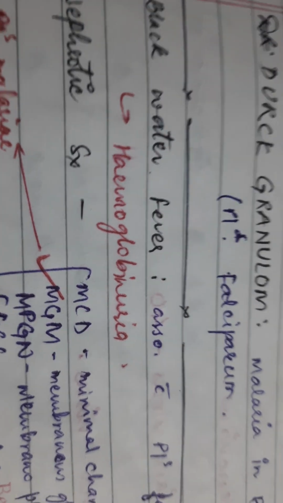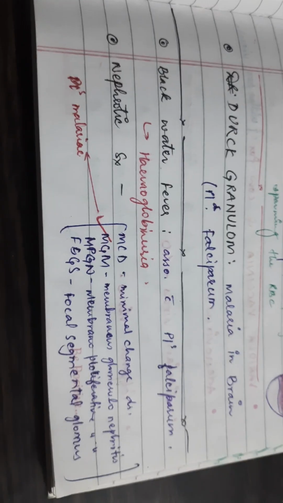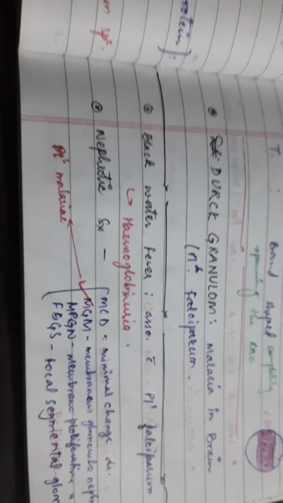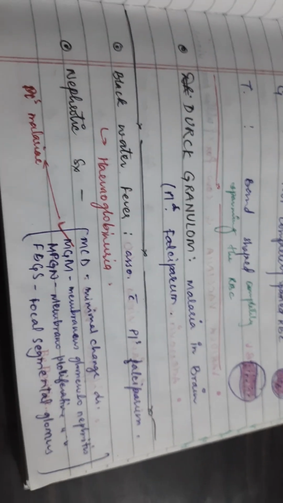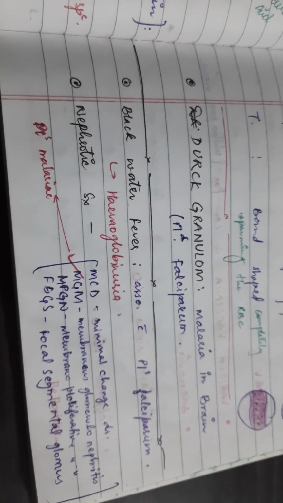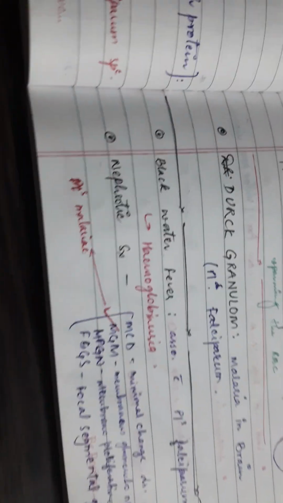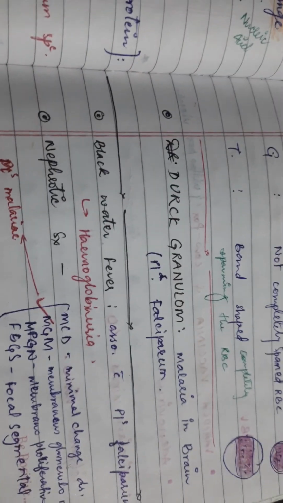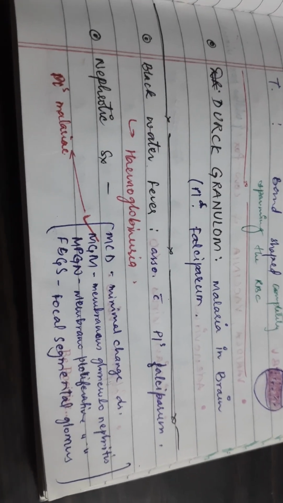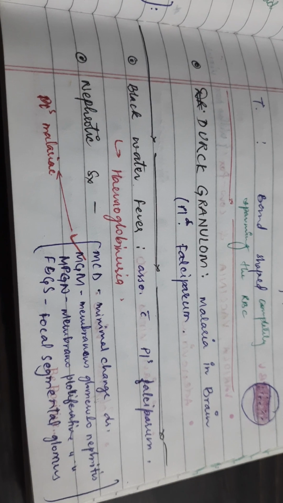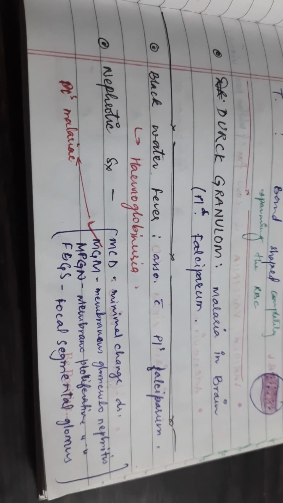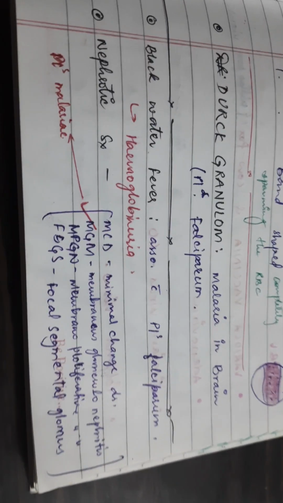Black water fever is associated with Plasmodium falciparum. Don't make the mistake I did, thinking black water is for Kala Azar. It's not. Black water is for Plasmodium falciparum. It may come in the NEET UG paper also. Black water fever is hemoglobinuria because of Plasmodium falciparum.